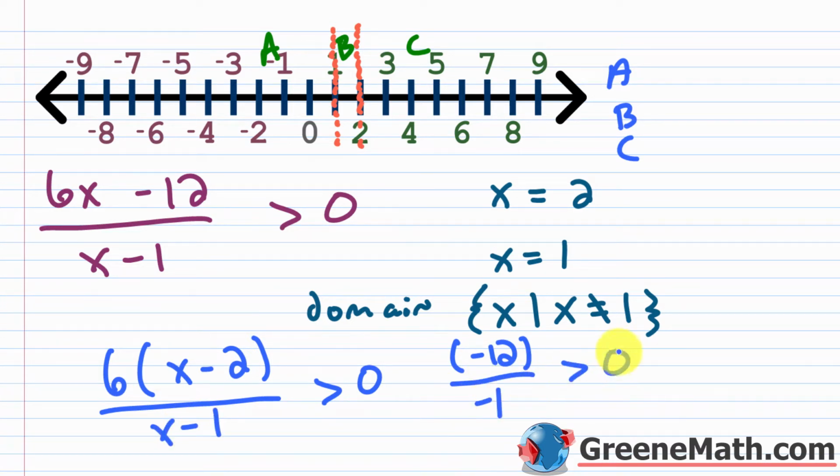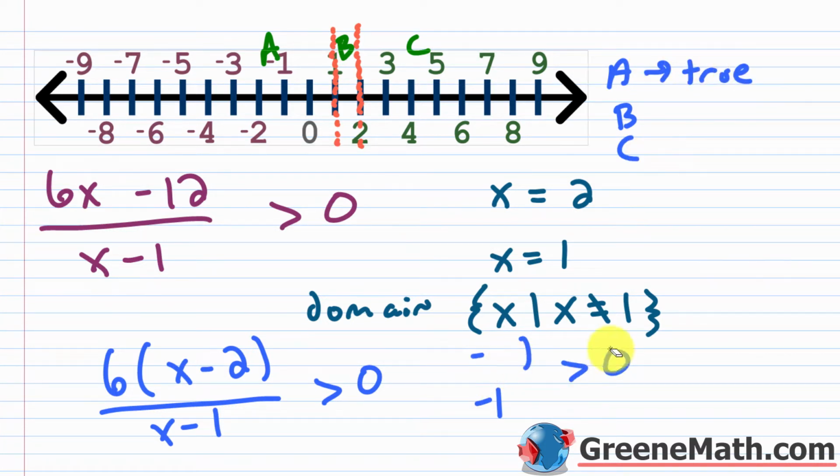Is this greater than 0? Well, remember, without even doing the division, a negative over a negative is positive, and a positive is always greater than 0. But you could also just say this is negative 12 over negative 1, which is positive 12. And of course, that's greater than 0. So here, this is going to be true.